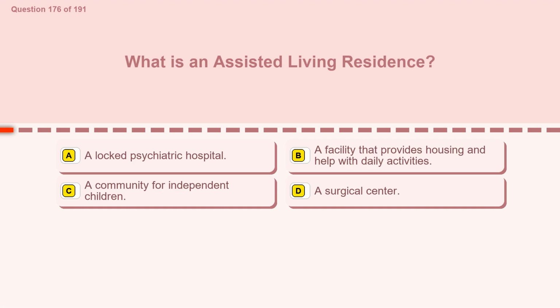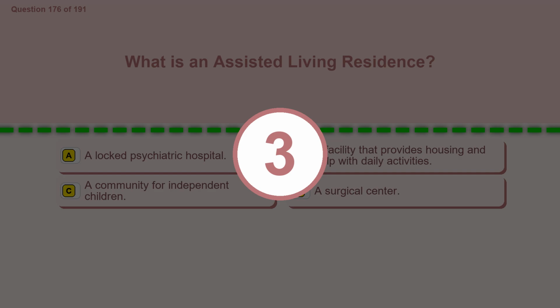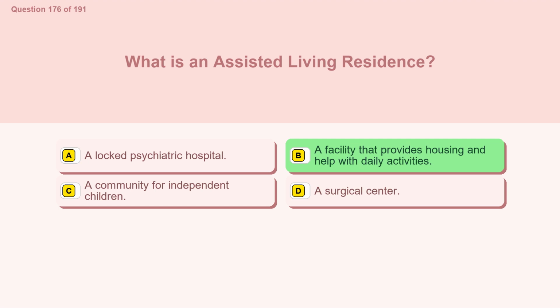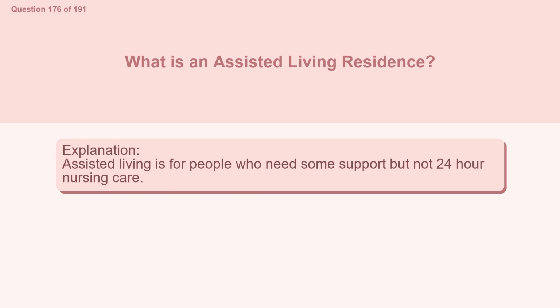Question 176. What is an assisted living residence? Option A, a locked psychiatric hospital. Option B, a facility that provides housing and help with daily activities. Option C, a community for independent children. Option D, a surgical center. The correct answer is option B, a facility that provides housing and help with daily activities. Assisted living is for people who need some support but not 24-hour nursing care.